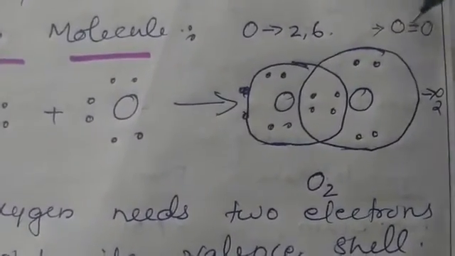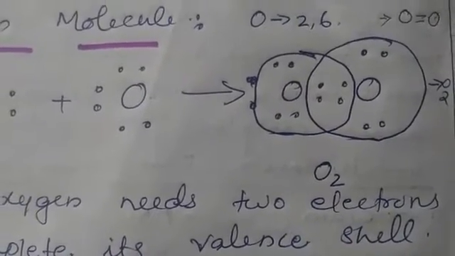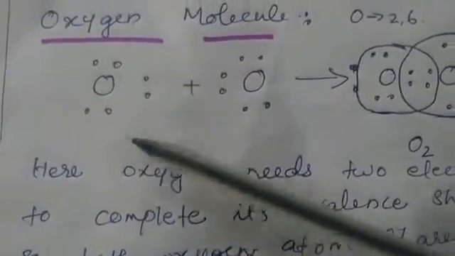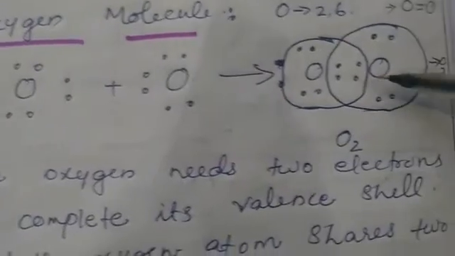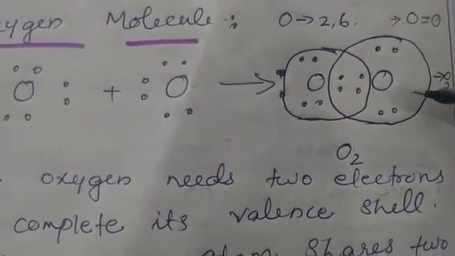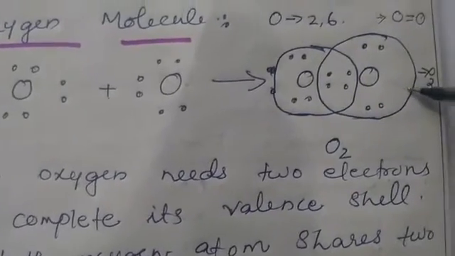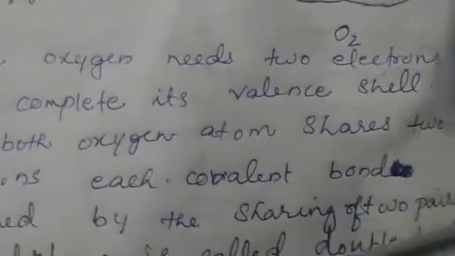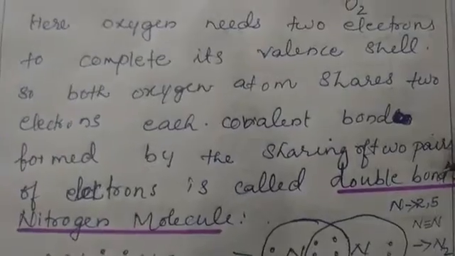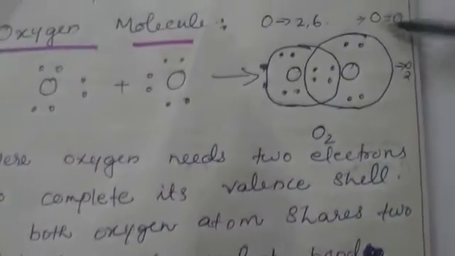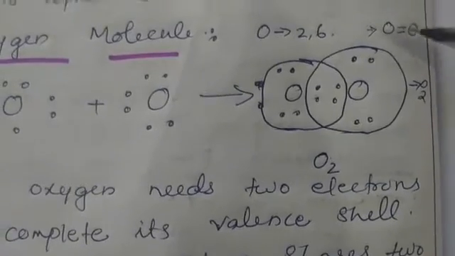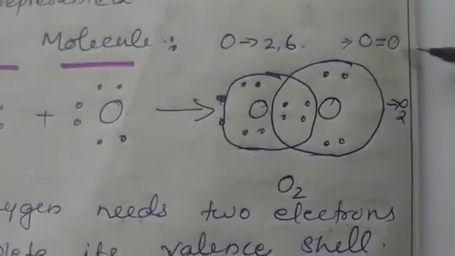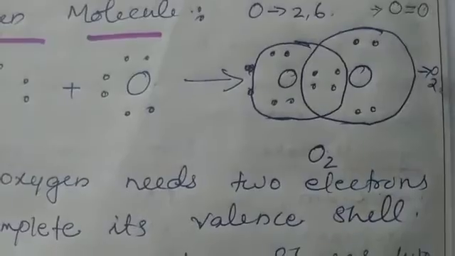This line represents the double bond. Is it clear or not? I will explain once again. Oxygen atom has 6 electrons in its outermost shell. So 2 oxygen atoms shared 2 electrons each. That means 2 pairs of electrons are shared by these oxygen atoms. And the covalent bond formed by the sharing of 2 pairs of electrons is called a double bond. And it is represented as O double bond O. Listen, O double bond O. Double bond is written like this, O double bond O. And thus the O2 molecule is formed.